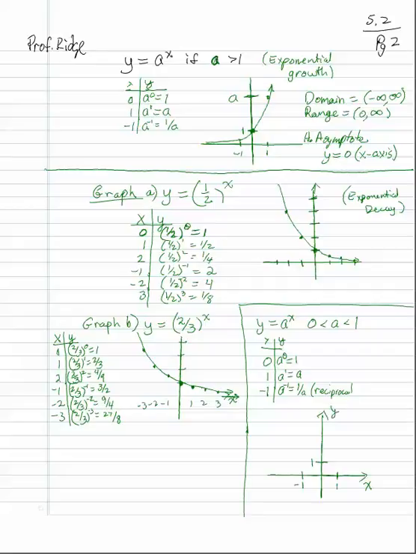So we get (0, 1) and (1, 1/a). Now remember, a is between 0 and 1, so let's say a is there. It's a fraction, between 0 and 1, and the reciprocal of a fraction would be somewhere up here. So we get this exponential decay curve. It's going to do something like this. It's exponential decay.